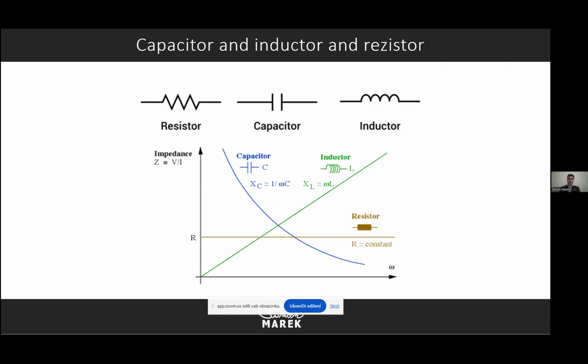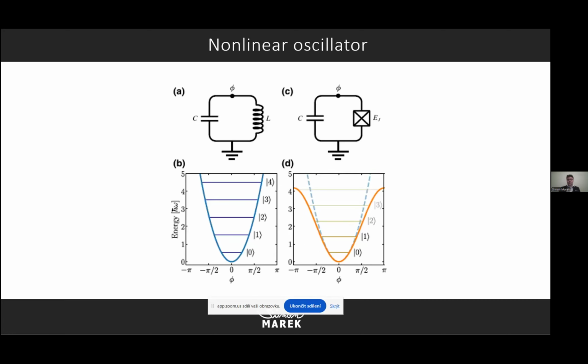So there is just an explanation of different elements which are used in quantum computer design. There is a resistor, which is constant over frequency in its impedance profile. Now there is a capacitor, which is nonlinear over a frequency profile, and there is an inductor, which is not constant but is at least linear. So this is the inductor. So this is the nonlinear oscillator we already looked at earlier.